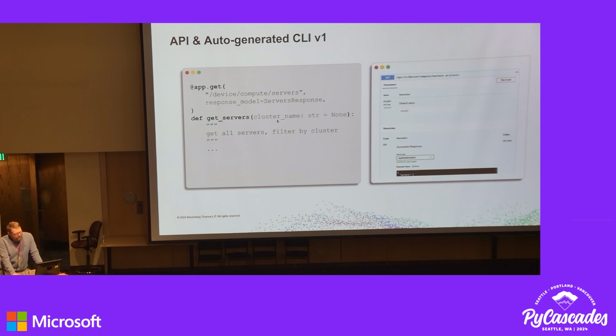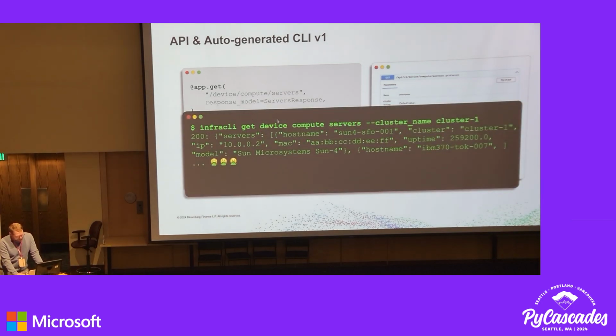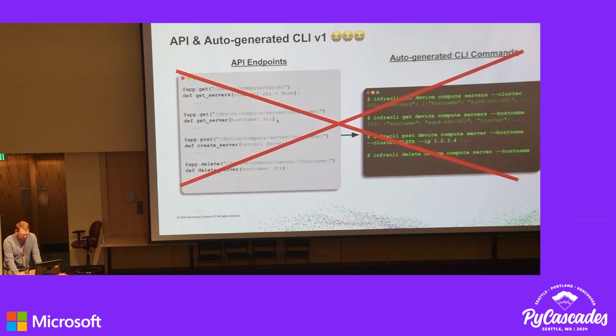Now, if we were to naively generate a CLI command for this endpoint, it would look something like this. To use it, you need to fully type out get device compute servers, specify your cluster with the --clusters_name flag, and you get back an HTTP status code and a huge JSON blob. If you can't already tell, this scheme leads to a bad CLI, and it's really not much better than just using curl. So we realized that simply bolting the API and CLI together with some simple mappings wasn't going to work. Doing so created a really poor user experience on the CLI.